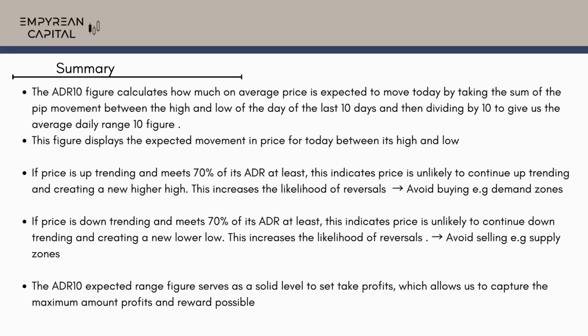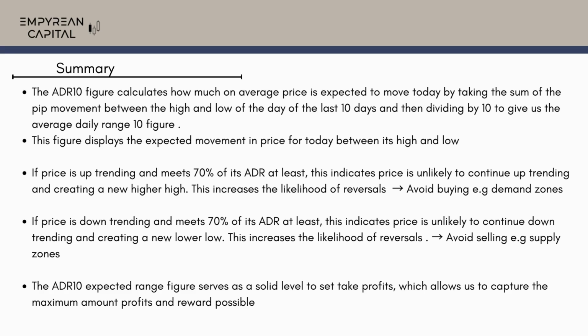And if price is uptrending and meets 70% of its ADR at least, right? Because we said that in most instances, price meets 70% of its range, right? This indicates that price is unlikely to continue uptrending and creating a new higher high, which increases the likelihoods of reversals. So we want to be avoiding continuing to buy off demand zones, right?